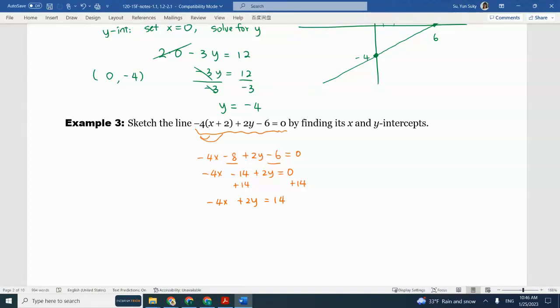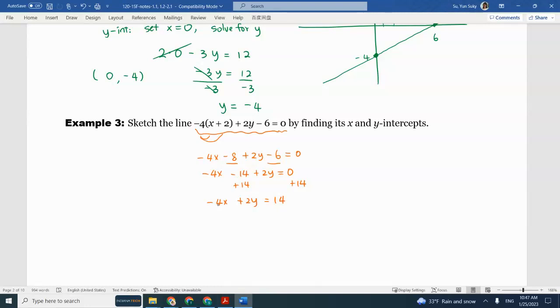Can we simplify further? Can you see the coefficients? The negative 4 is the coefficient of x, 2 is the coefficient of y, and the right hand side is 14. They are all even, so they are divisible by 2. They have a common factor 2. So to simplify it, maybe it's better to divide it by 2 on both sides.